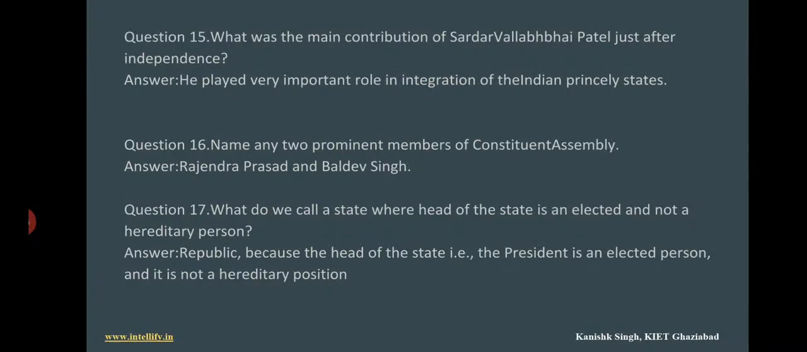Now, question number 16. Name any two prominent members of Constituent Assembly. Answer is Rajendra Prasad and Baldev Singh. So Rajendra Prasad was the president, and Baldev Singh was another member of Constituent Assembly. Right. Question number 17. What do we call a state where the head of the state is elected and not a hereditary person? So, as we have already discussed, republic, because the head of the state, that is the president, is an elected person, and it is not a hereditary position, right?